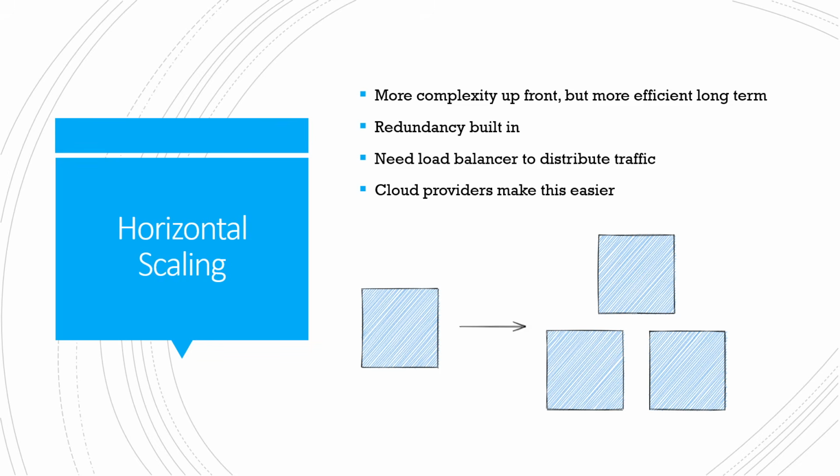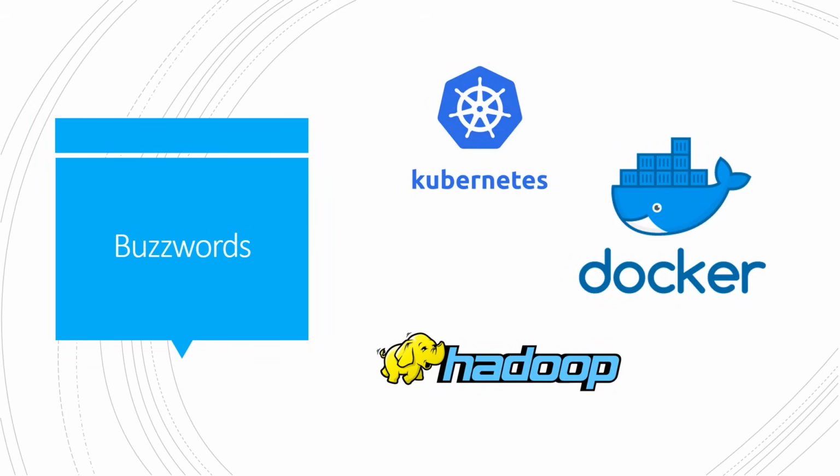The problem is that it's slightly more complex up front to build this way, but more efficient long term because you can buy commodity hardware and it's much cheaper when you buy in bulk like that. And recently, thanks to the cloud service providers, we can build on their services, and it basically abstracts away a lot of that complexity. As a result of that complexity related to horizontal scaling, a lot of the buzzword projects you've heard about are generally dealing with those issues.